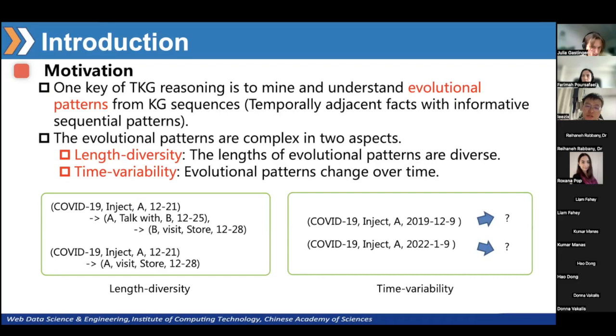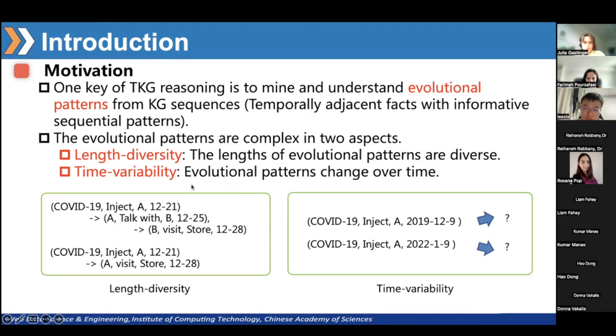But the evolutional patterns are complex in two aspects. First is length diversity, which means the lengths of evolutional patterns are diverse. For example, we can learn a sequential pattern of length 3 from these three facts, and we also can learn a shorter evolutional pattern from these two facts. But these facts are all useful for our prediction. Previous work such as RGCRN takes the historical sequence with a fixed length as input, and we think it's hard for them to learn these length diversities.